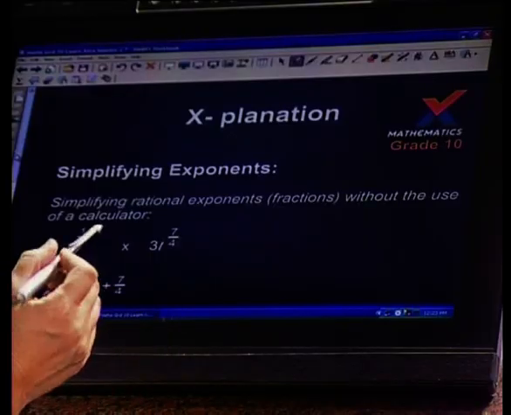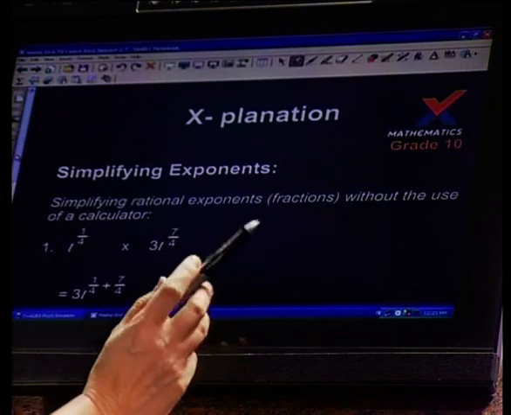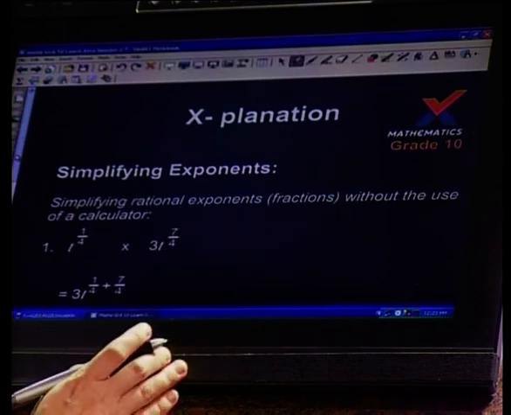Okay, simplifying exponents. Simplifying rational exponents, fractions, without the use of a calculator. For some reason, many people panic when they see fractions. This is not something you must do. You must just relax, follow the rules that you've been taught, and make sure you know the rules. Don't get them muddled up with funny phrases and things like that. Just go step by step, and you'll see it always works out. You're always going to get questions that do work out in the end.